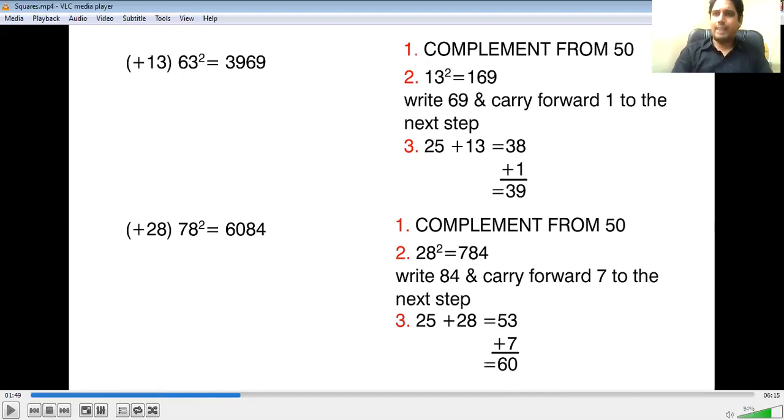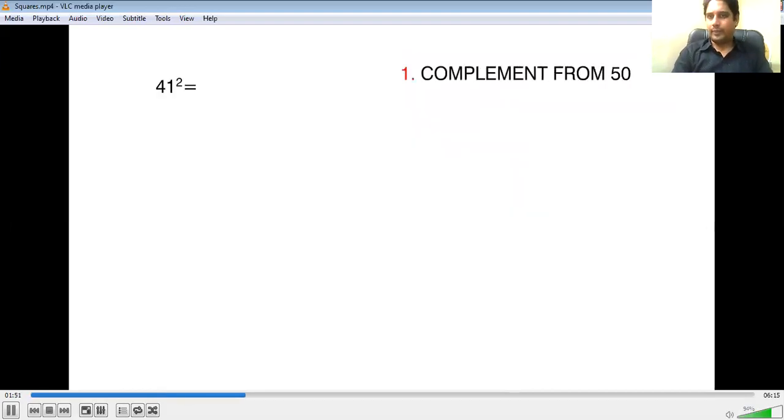Let us take some more examples which lie below 50. Now 41 square, complement from 50 will be taken as minus 9 because 41 is 9 less than 50. Step 2, whether the complement is positive or negative hardly matters. You just need to square the complement. In this case, either minus 9 square or 9 square is one and the same thing, that is 81. And 81 becomes the last 2 digits.